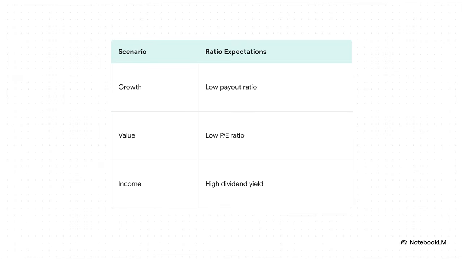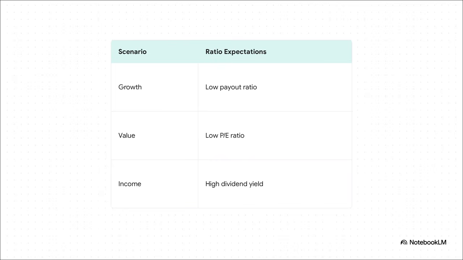Why? Because instead of handing cash back to the shareholders, they are aggressively reinvesting all those earnings straight back into expansion. Next, think about a value stock. That's usually identified by a heavily low PE ratio, which signals to the market, hey, there's some underpriced potential here. And finally, consider an income-oriented investor.